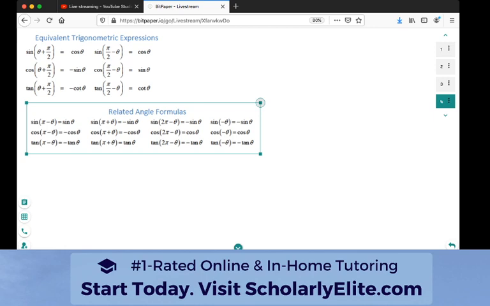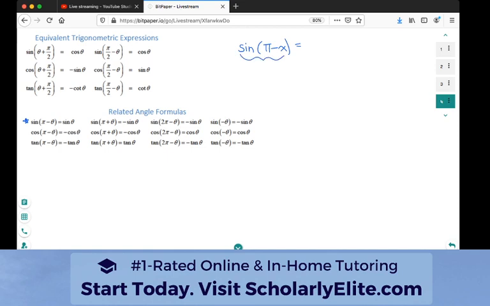So with our related angle formulas, there's a couple different things that you need to know. First of all, you might get your teacher asking you questions like sine of pi minus x. Write that in a simpler form. Well, we know based on this identity that the simplest form of writing this is really just sine of x, because x and theta are interchangeable.